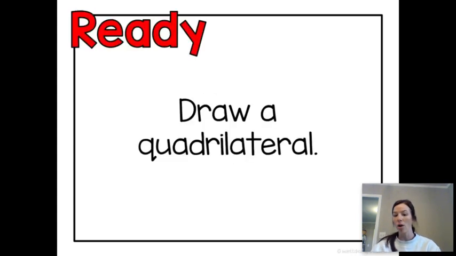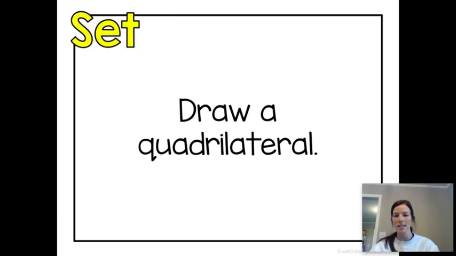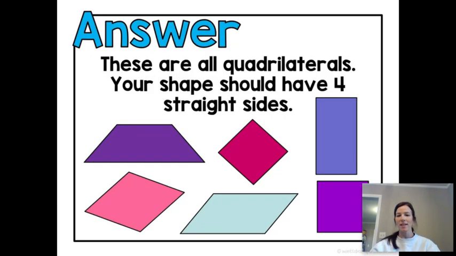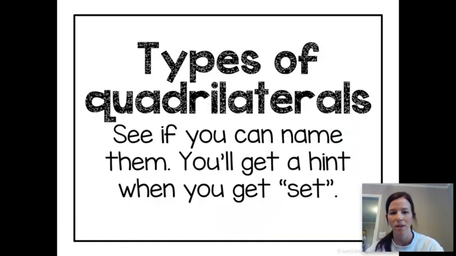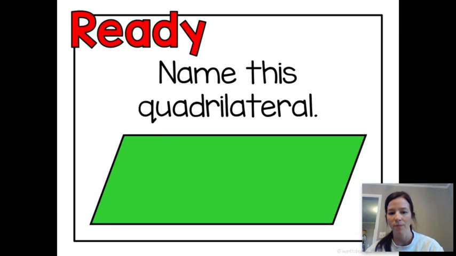So draw a quadrilateral. Let's see if you remember what a quadrilateral is. Hands up. Did you beat me? Now, you could have had a lot of different examples. These are all quadrilaterals. See how there's different shapes. However, what they all have in common is they have 4 sides. Quadrilaterals have 4 sides. All right, here we go.